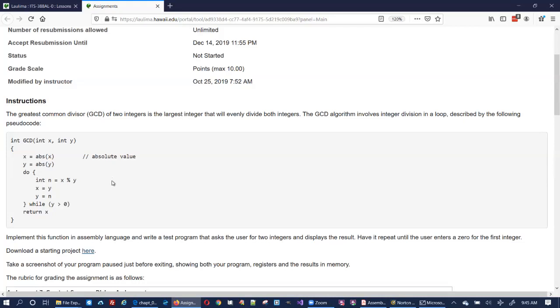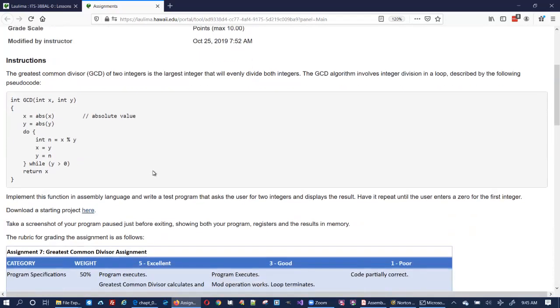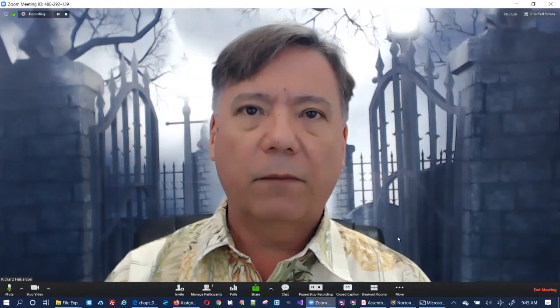So that's the algorithm, and what we're going to do is take this algorithm and create an assembly language version of it. All right. So that's what I'm covering.